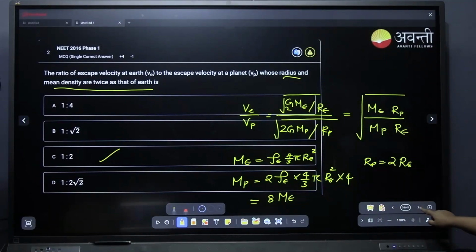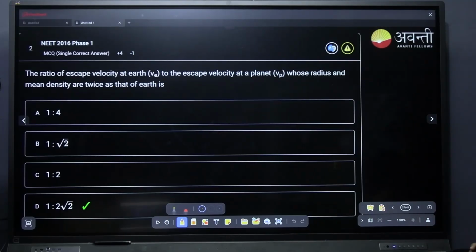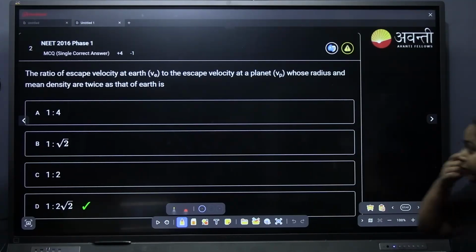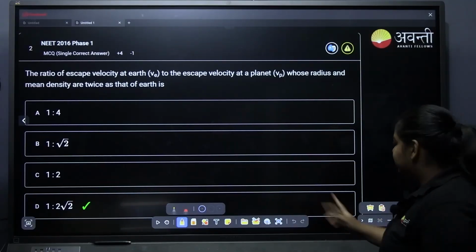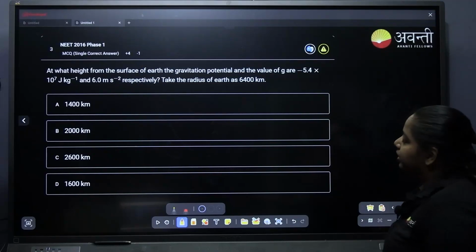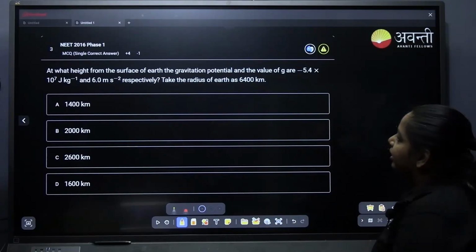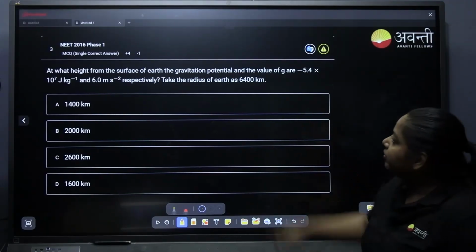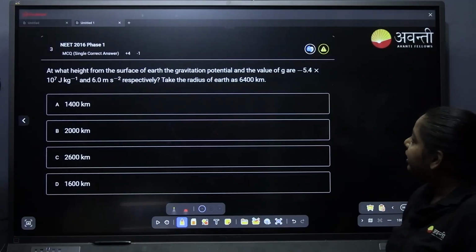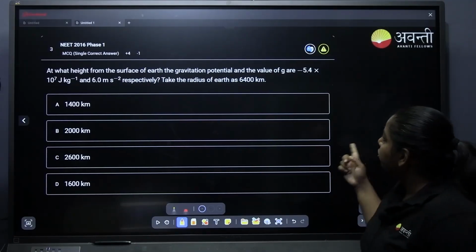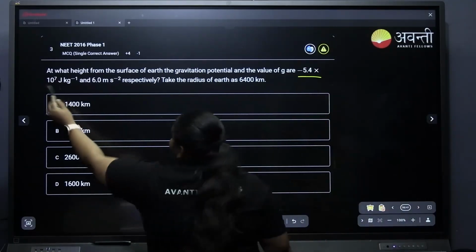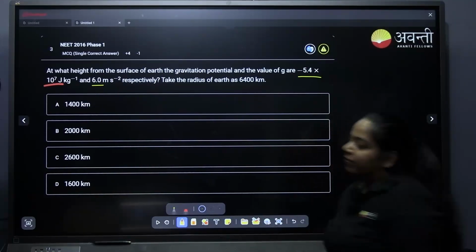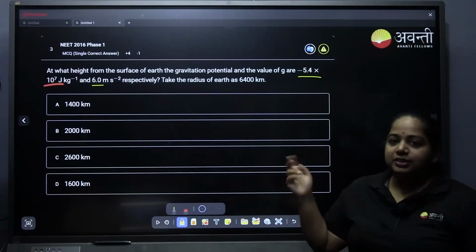Okay. We will move to the next question then. This will be the last question for today. The ratio of escape, this is the answer. Okay, sorry. That's a mistake. Okay. From what height from the surface of Earth are the gravitational potential and value of g given? This is gravitational potential and g. We have to find at what distance this value is there.